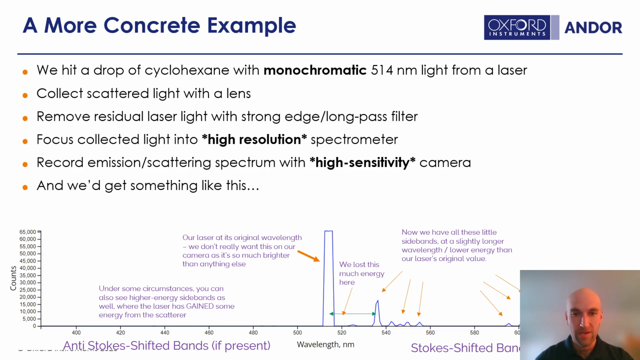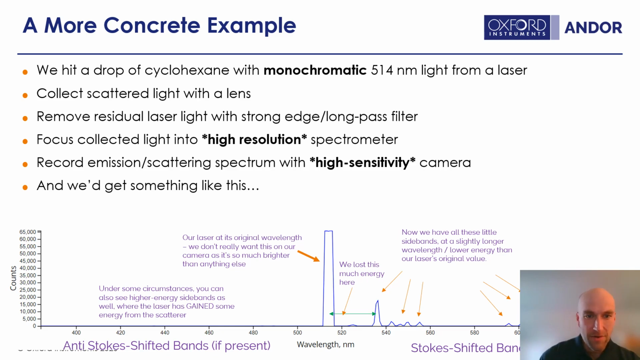But here's our sideband. So we lost this much energy. If we converted that to the same scale, here are our Stokes shifted bands, as they're called. These are the sidebands that lost energy from the interaction with the cyclohexane. So we have all these little sidebands at slightly longer wavelength, lower energy, than our laser's original value. I hope I'm not belaboring this too much, but I really just want to give you a feel for what Raman spectra look like in the wild, raw, before they're processed.